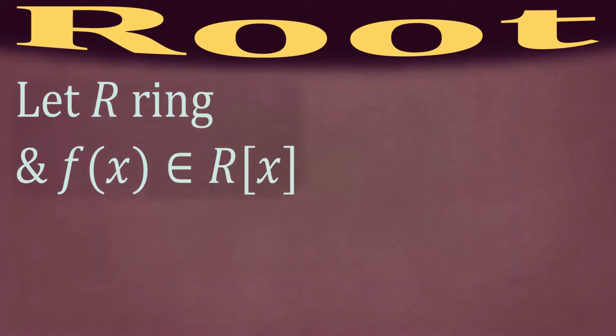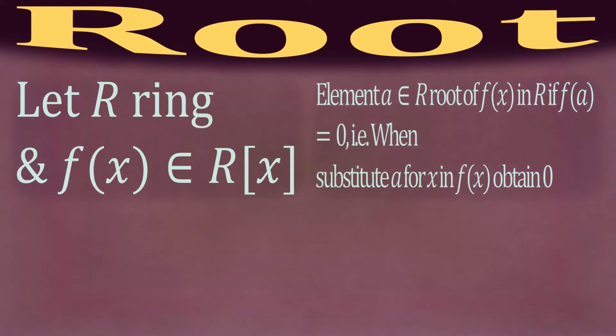Next, let's define a root. Let R be a ring and f(x) be in R[x]. An element a in R is a root of f(x) in R if f(a) is equal to 0, i.e. when you substitute a for x in f(x), you obtain 0.